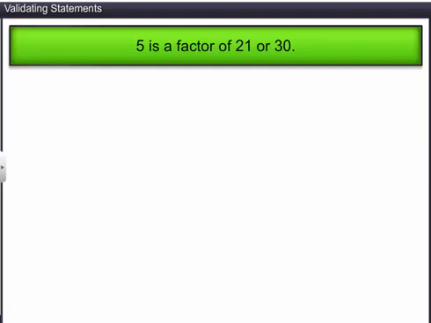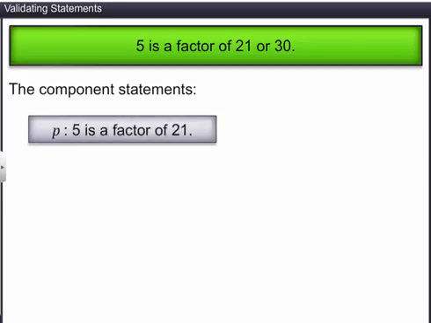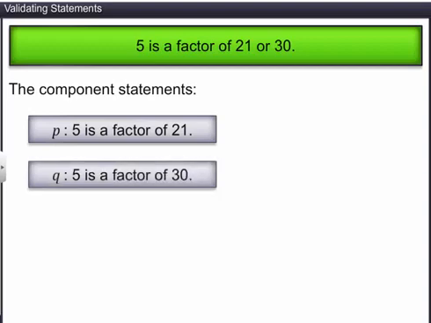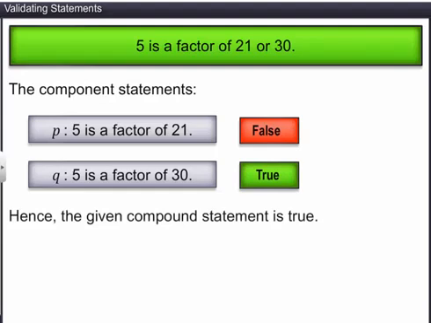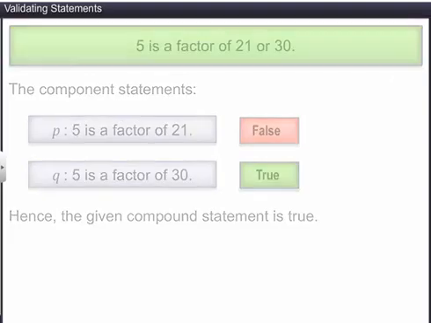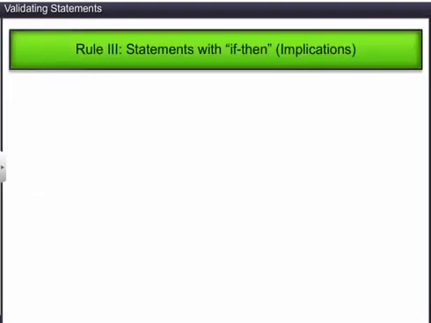The component statements of the compound statement are: 5 is a factor of 21. 5 is a factor of 30. We know that statement P is false, while statement Q is true. Hence, it is validated that the given compound statement is true. Rule 3 is used to validate statements with if-then, or implications.